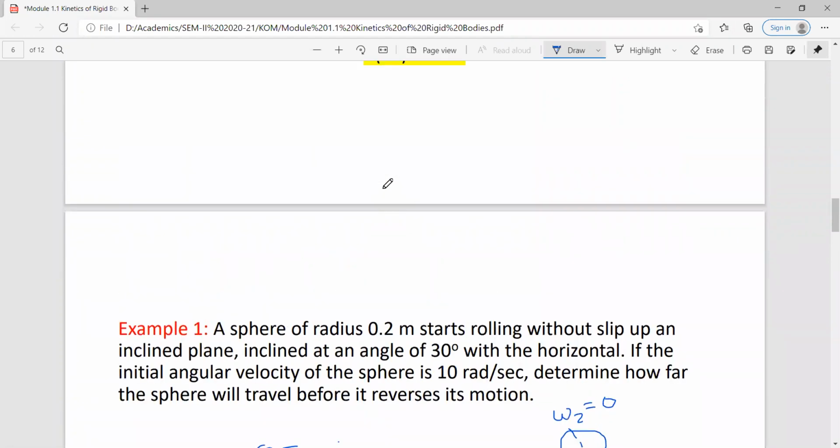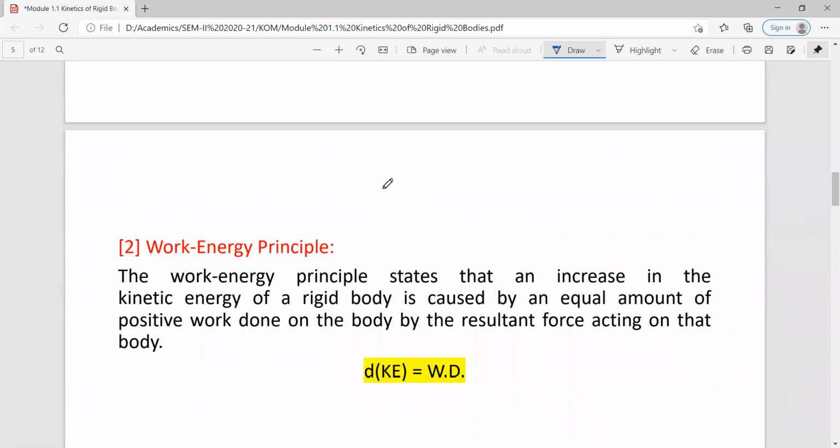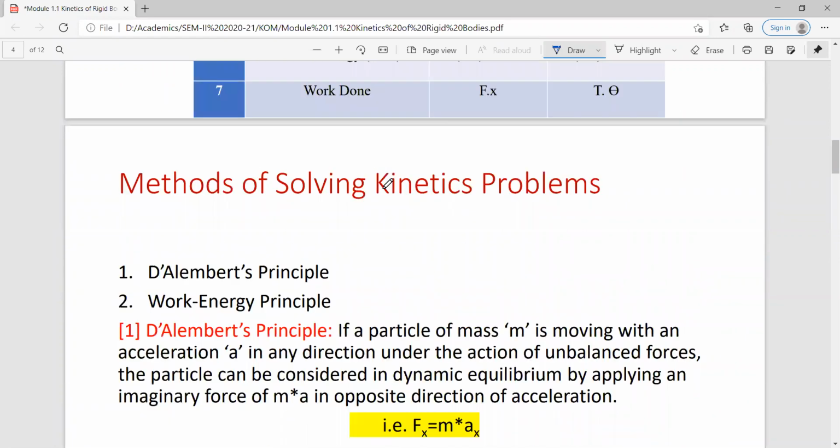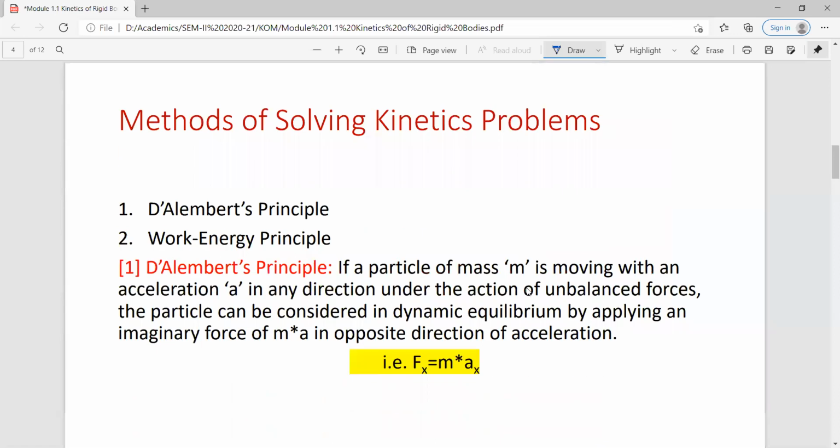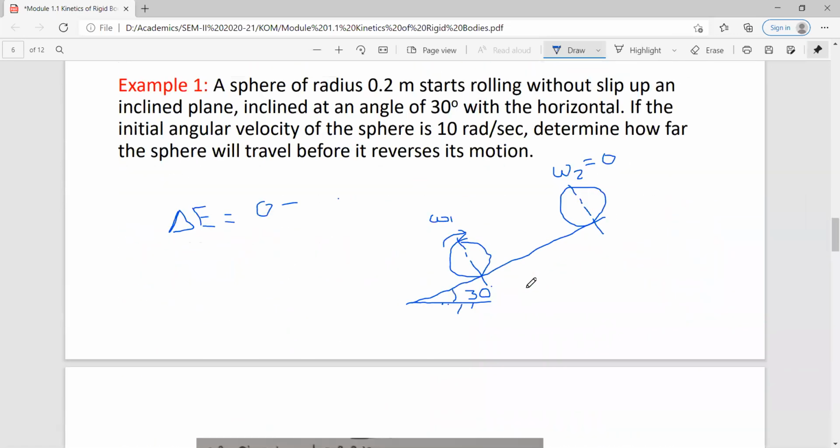Half mu square, 1 half mv square, but that is in case of linear motion, right? Now we are dealing with angular motion, so the formula will be 1 half I omega square. Okay, so I will write that here. Delta E will be 1 half into I omega square.